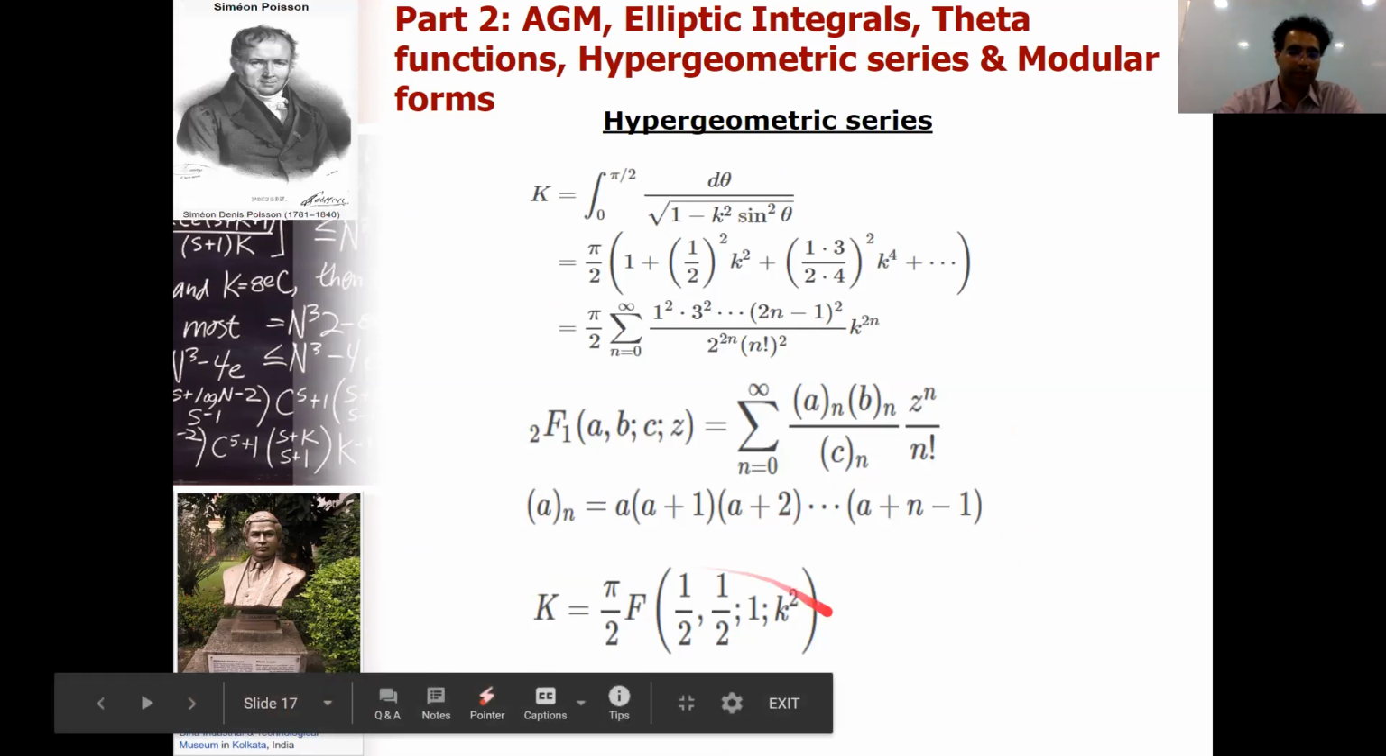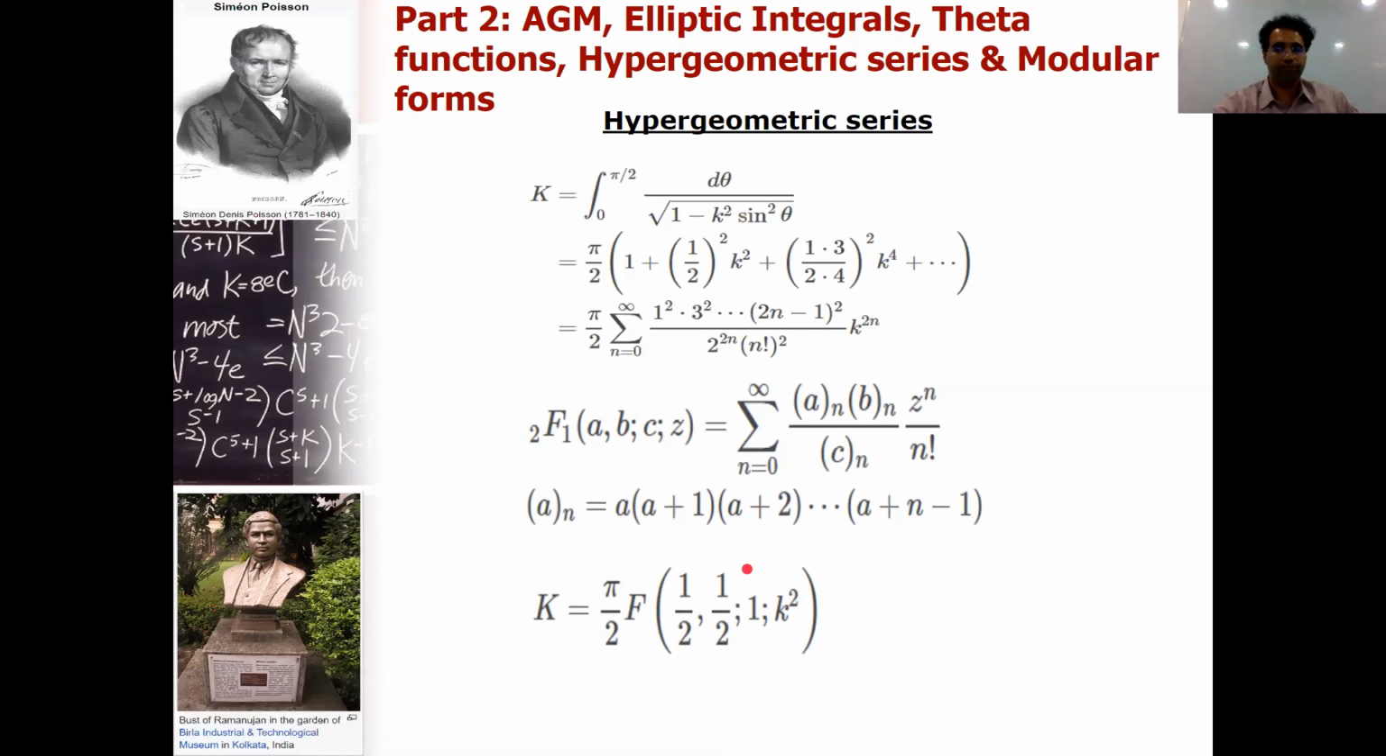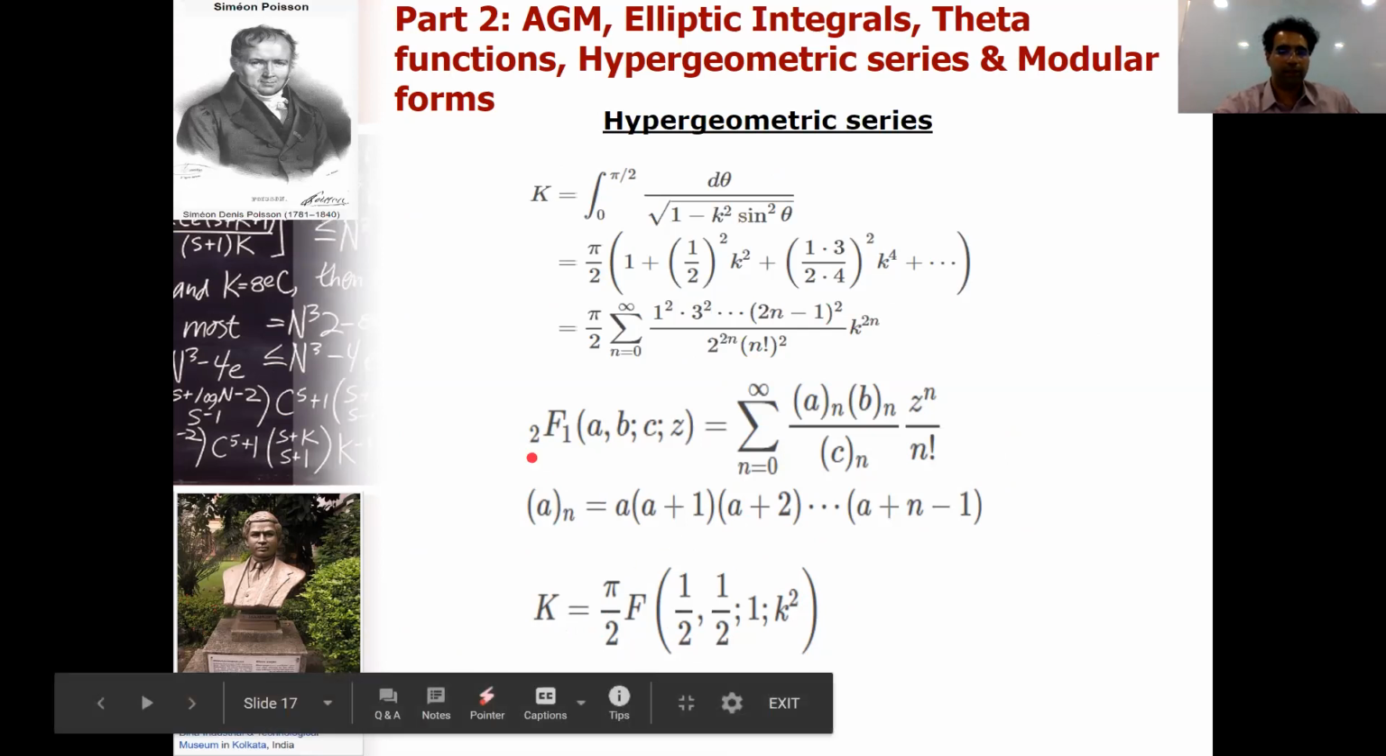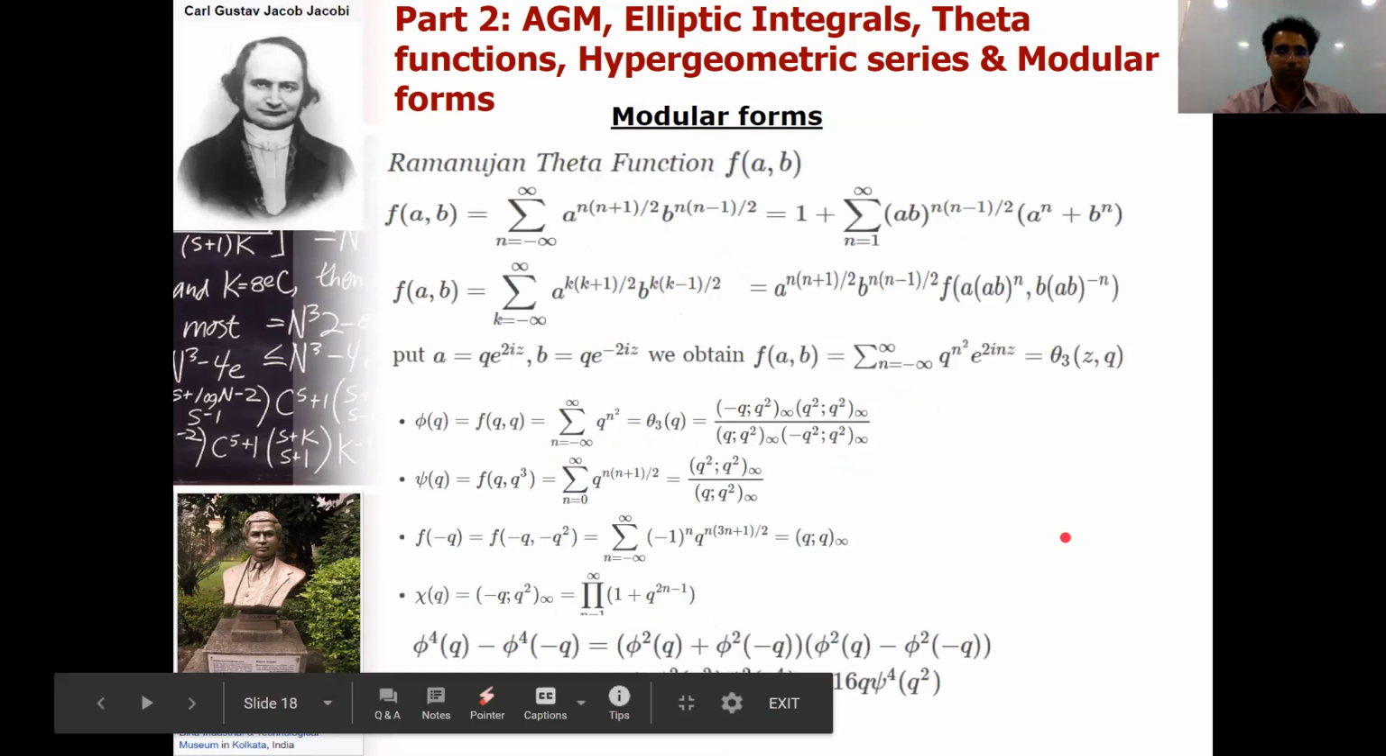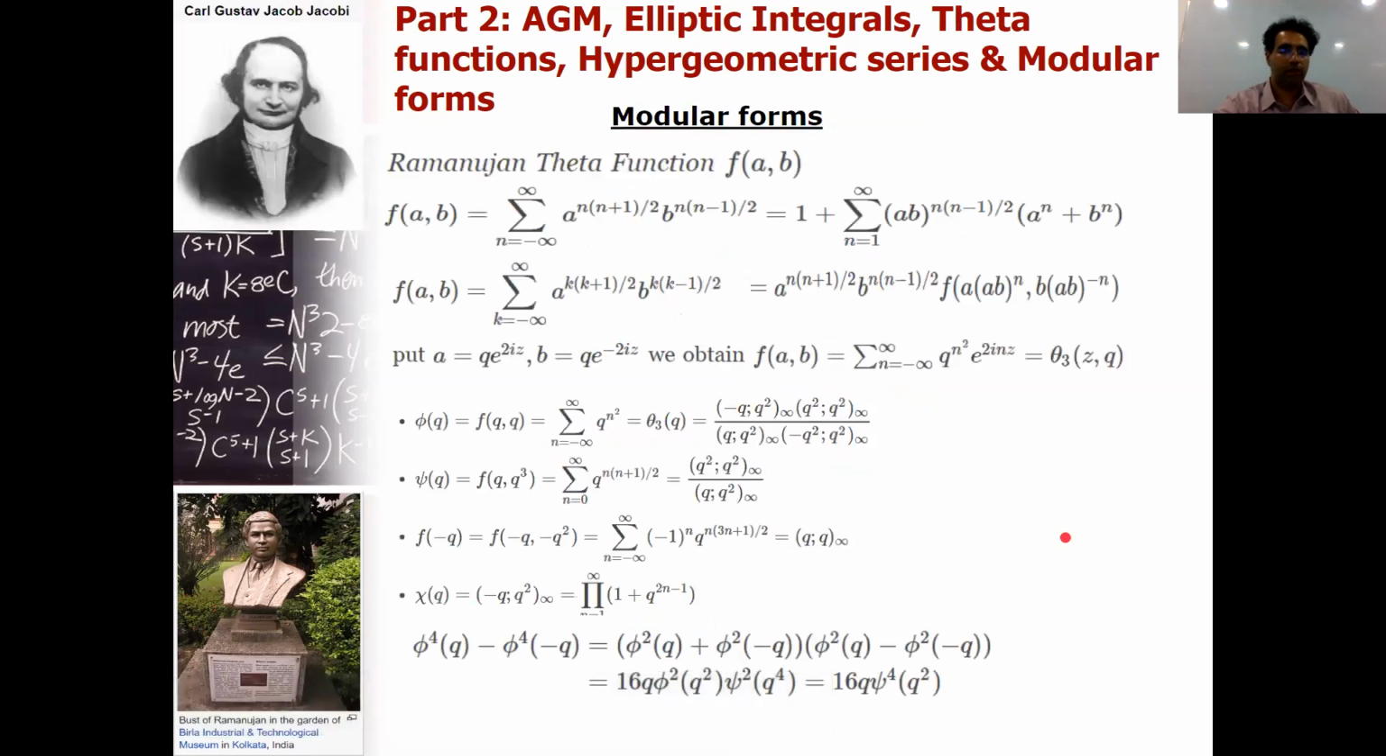So here you can see that, as explained before, the elliptic integral of the first kind can be expressed as a relation between pi and another hypergeometric series. So here the 2 is something that appears in the numerator, and then 1 is something that appears in the denominator. And then Ramanujan moves on to something called modular forms.